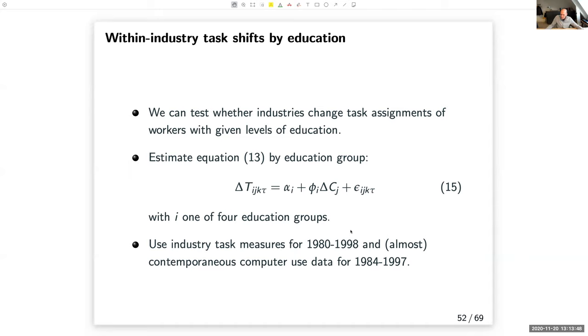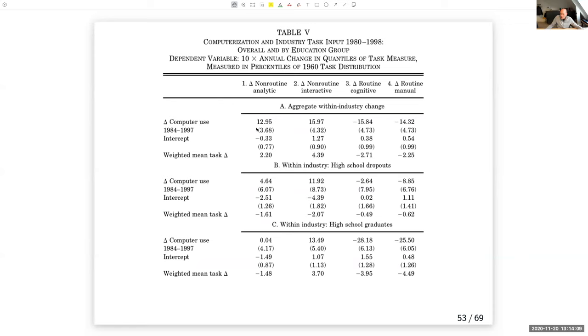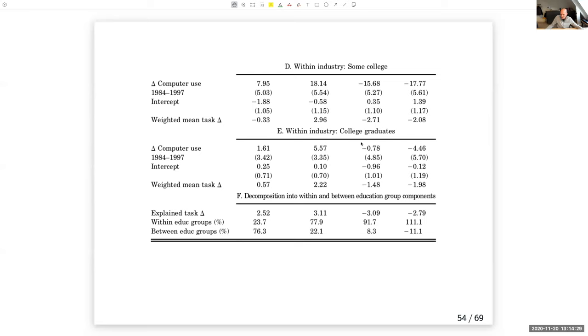I'm focusing here on the task changes only from the 1980s onwards, to stick to almost contemporaneous use, with data from the CPS computer use 84-97. What you see is the aggregate within-industry change. I'm more interested in looking at these regressions by education group. This is for the group of high school dropouts, for the group of high school graduates, and the next slide does it for some college and college graduates.